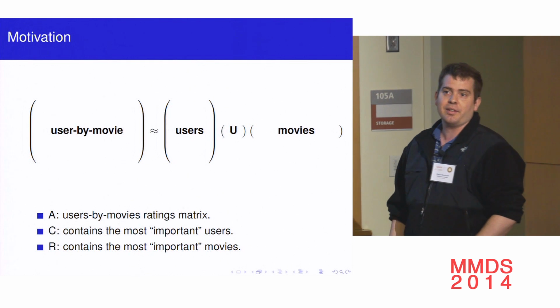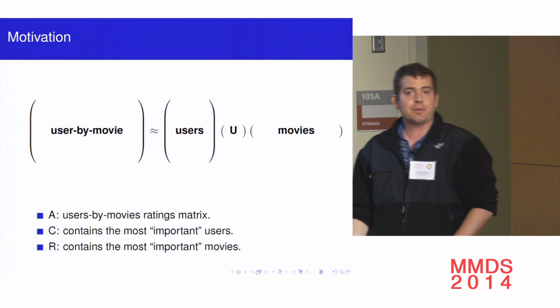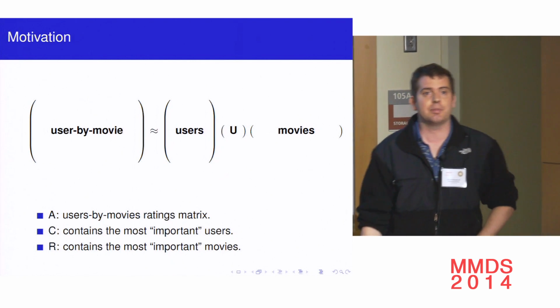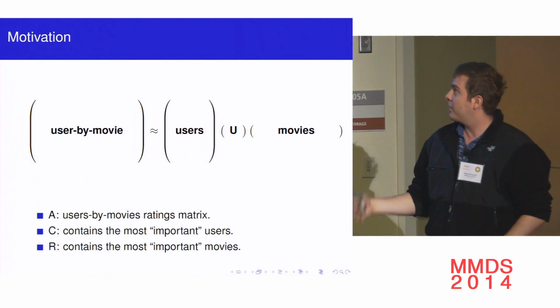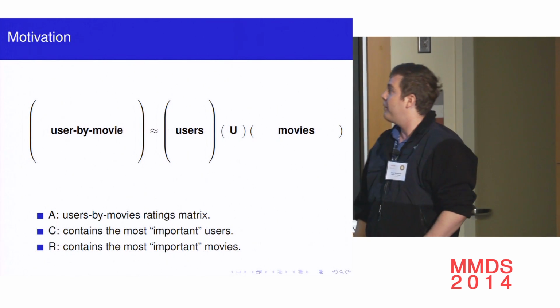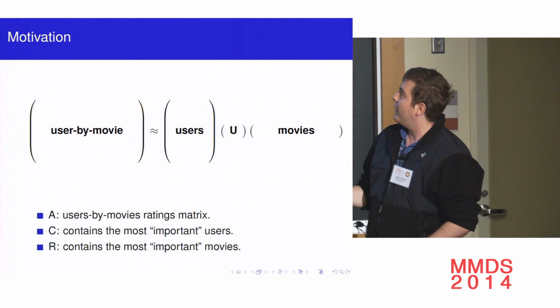Another benefit of this is sparsity. So in general, if your matrix A is sparse, there's no reason for singular vectors to be sparse. But here, if you're guaranteed that your columns and rows are sparse, then they'll still be sparse in this factored form. So that's some motivation.